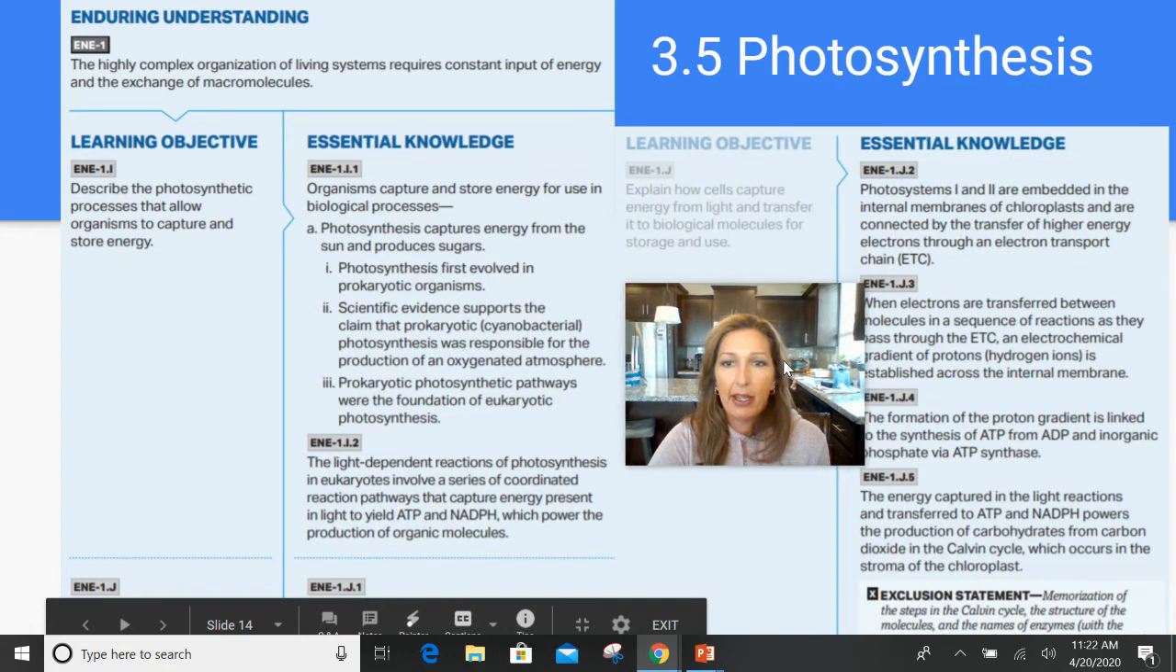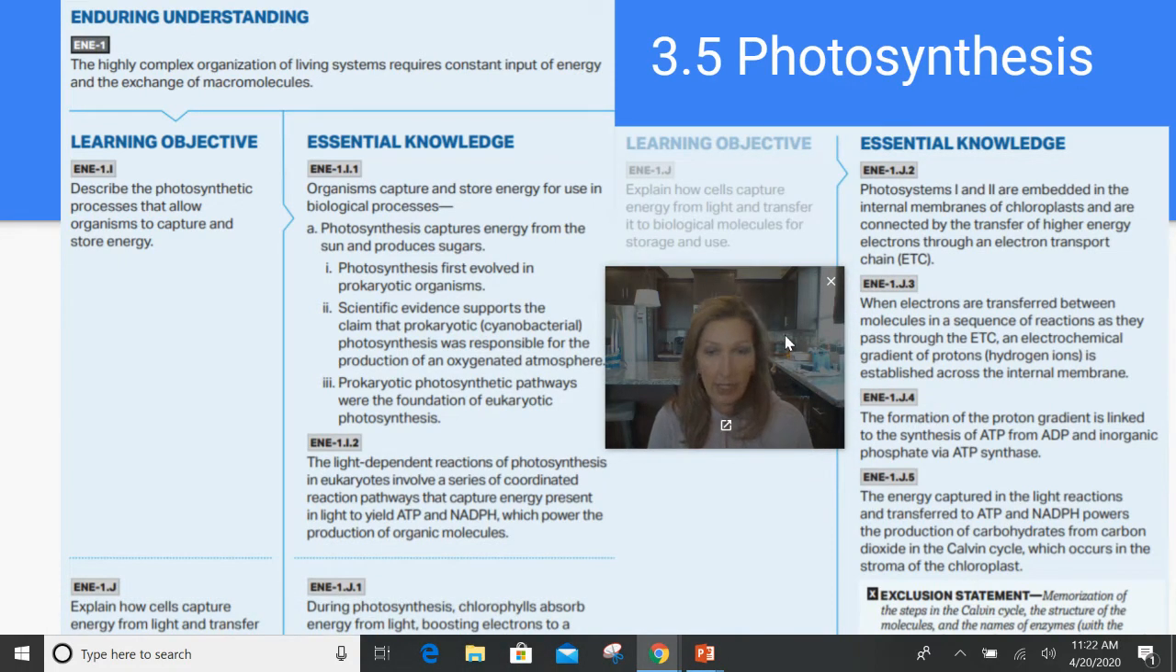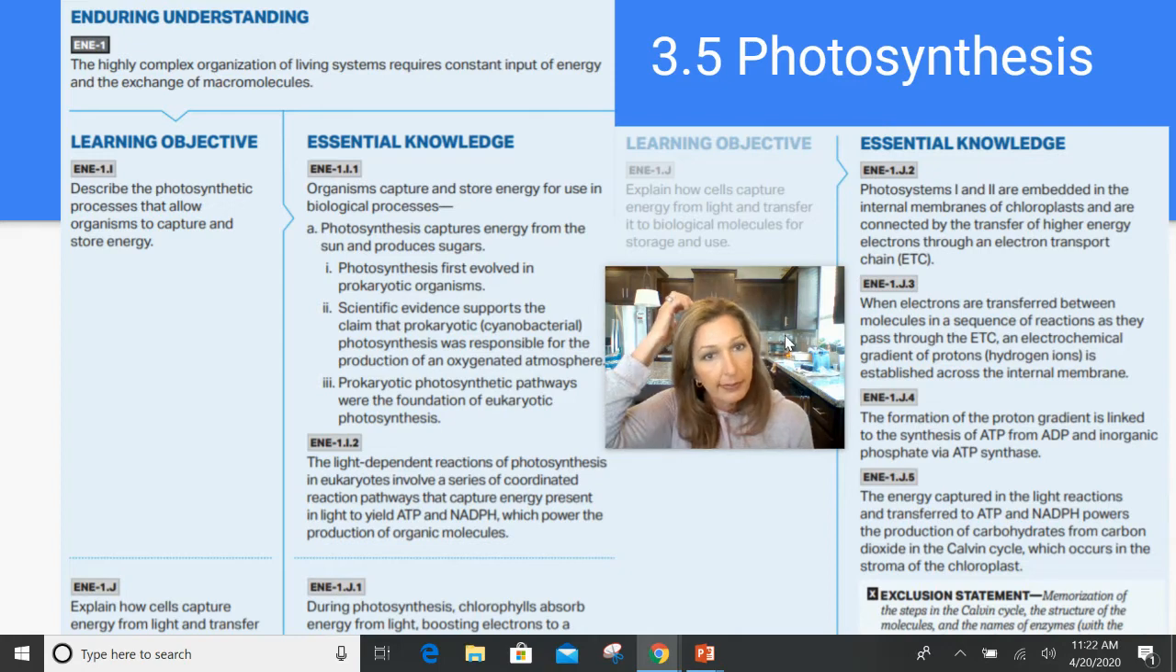Okay, now everybody take a big breath because now we're going to talk about photosynthesis. With photosynthesis, some things to make sure that we are addressing here is that we understand the overview of photosynthesis.